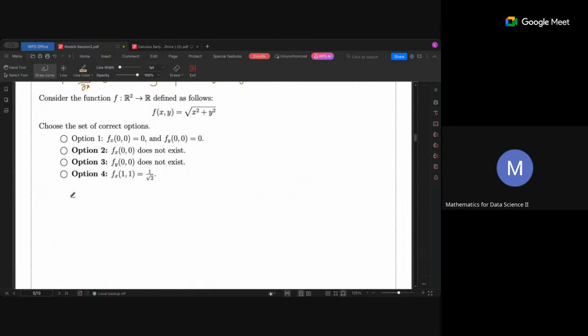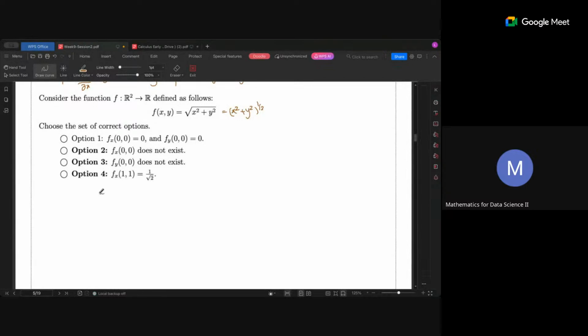Okay. Consider the function f from R2 to R defined as follows. f of x comma y is equal to square root of x squared plus y squared. Okay. So now this is whole power 1 by 2.